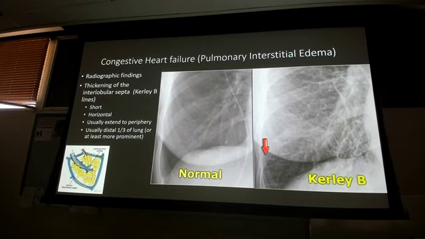So this area right here shows up as those horizontal radiopaque lines only in that distal 1/3 of the lung, typically close to that costophrenic angle. That's where we're going to see those. Okay.